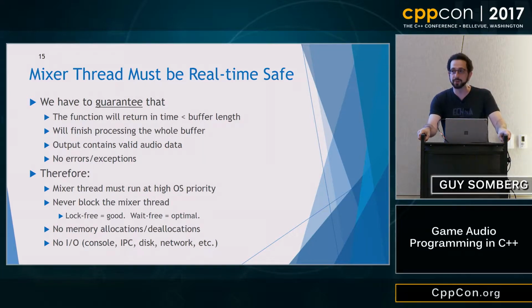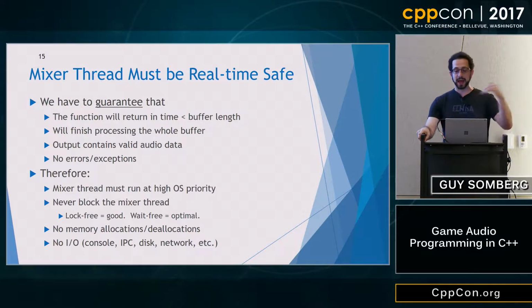First, we have to run our mixer thread at the highest operating system priority that is available to us. We must also never ever block the mixer thread for any reason. So that means you have to make all your algorithms either lock-free or ideally even wait-free. To provide the no block guarantee, we can never do any memory allocations, no deallocations, and no I/O of any kind. So there are some very strict requirements on the properties of this thread.